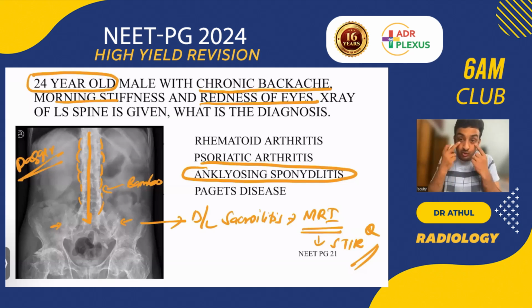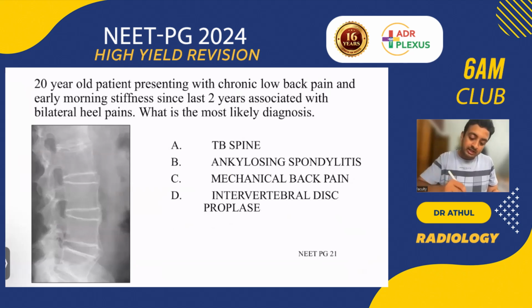These patients can have uveitis. That is why they are having redness of the eyes. These patients can have lung fibrosis, so breathlessness can be there. Last year, they gave the history of breathlessness. And sometimes there can be bilateral heel pains because of enthesitis. This is another case of ankylosing spondylitis.